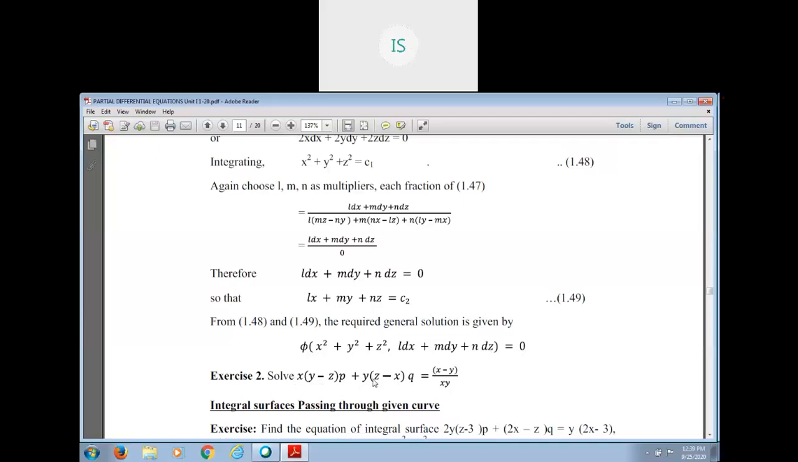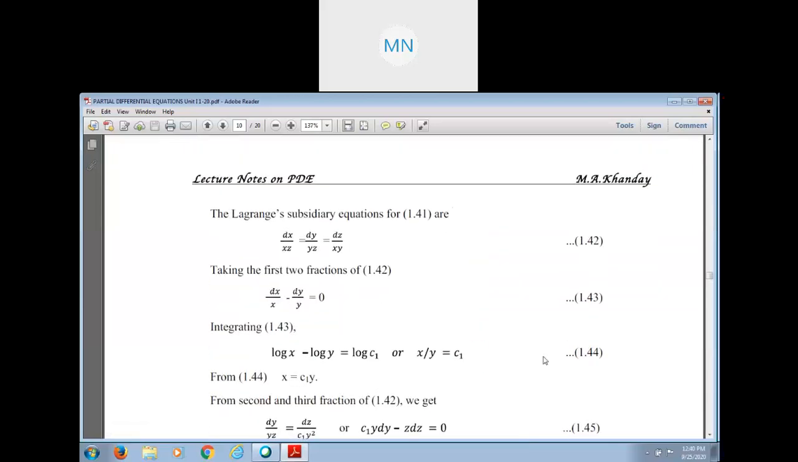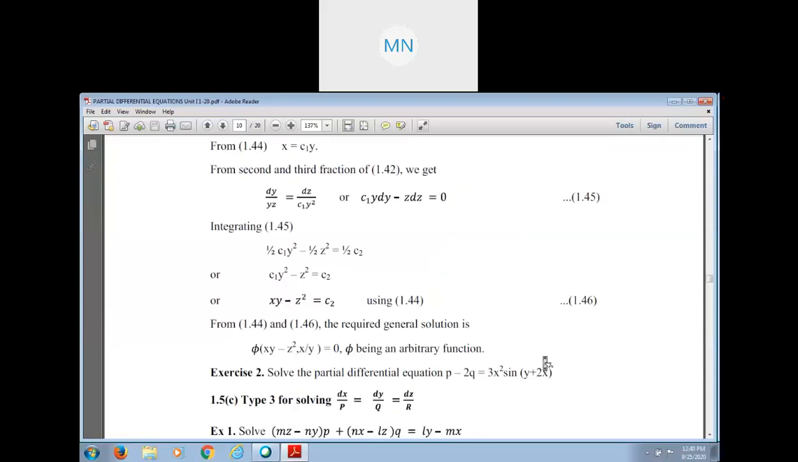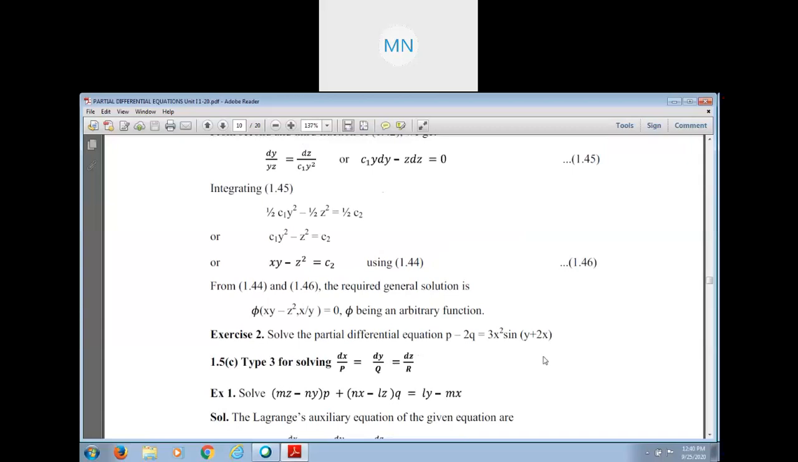Okay, this is the third type of equation. Solve exercise 2 and exercise 1. I think yes, it is exercise 1. This one, exercise 2 also. Solve the partial differential equation p minus twice q plus 2. Try to solve those two problems. Okay? So I will stop today.